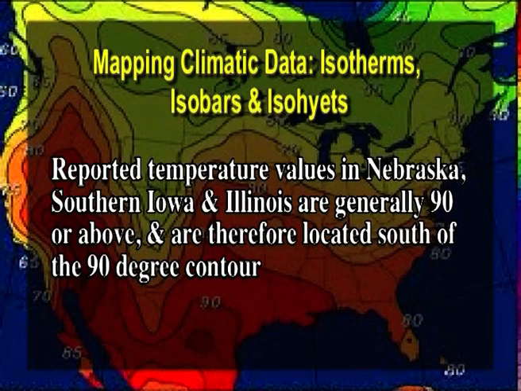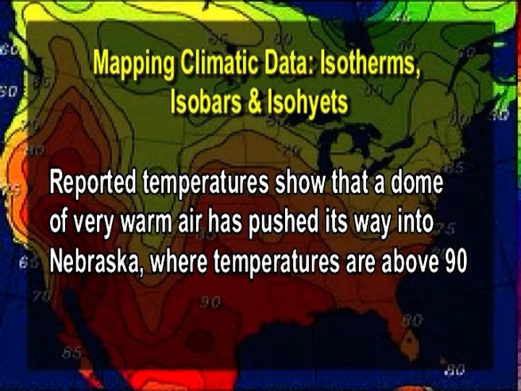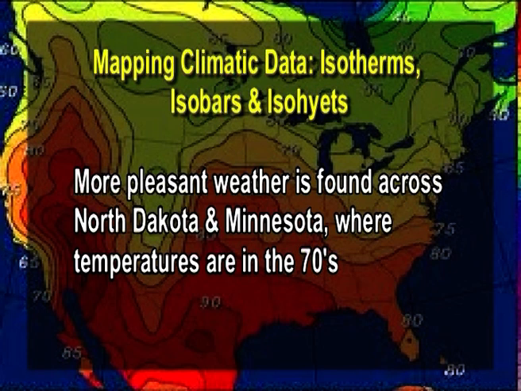For example, reported temperature values in Nebraska, southern Iowa, and Illinois are generally 90 or above and are therefore located south of the 90 degrees contour. This surface temperature information has been incorporated into a more complex surface map generated for the same time. Reported temperatures show that a dome of very hot air has pushed its way into Nebraska, where temperatures are above 90. More pleasant weather is found across North Dakota and Minnesota, where temperatures are in the 70s.